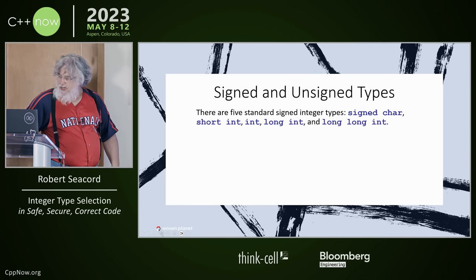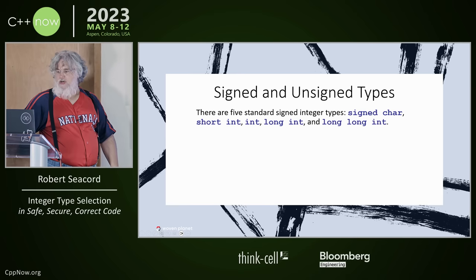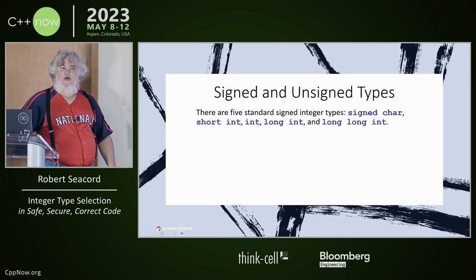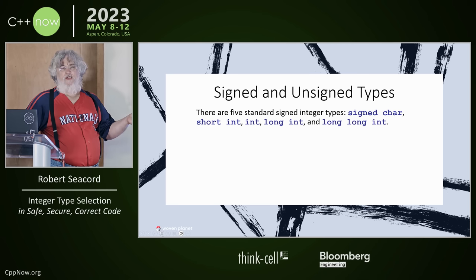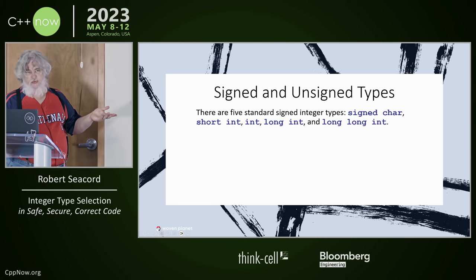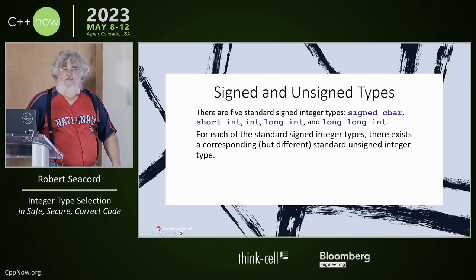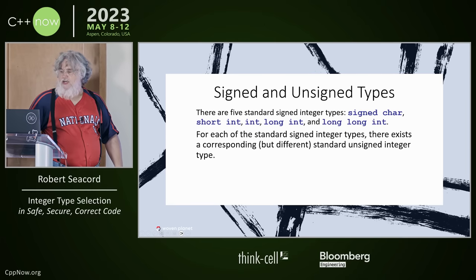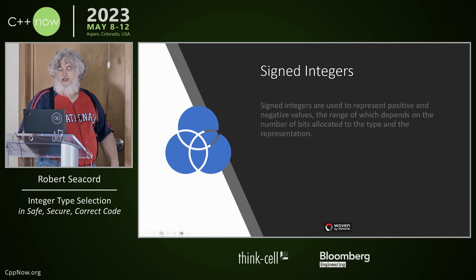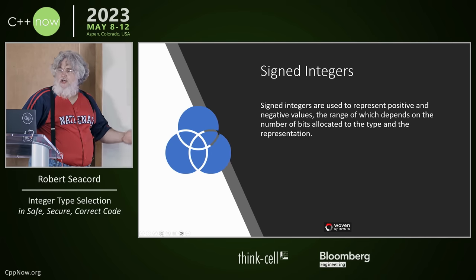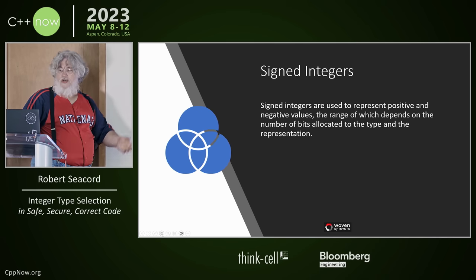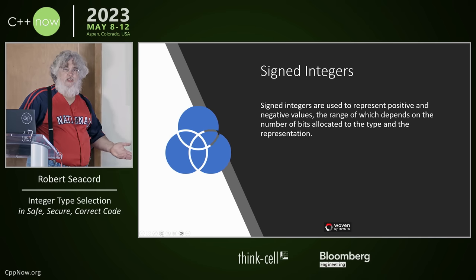So there are five standard signed integer types: signed char, short int, int, long int, and long long int. Char is the only one you have to say signed, because plain char, of course, is implementation defined to be either unsigned char or signed char. For each of the signed types, there's a corresponding but different unsigned integer type. So signed integers are able to represent positive and negative values. That's really where their worth comes from. And the range, of course, depends on the number of bits allocated in the representation.